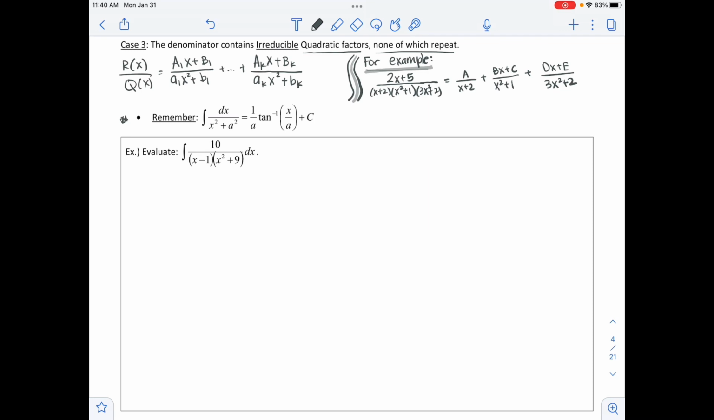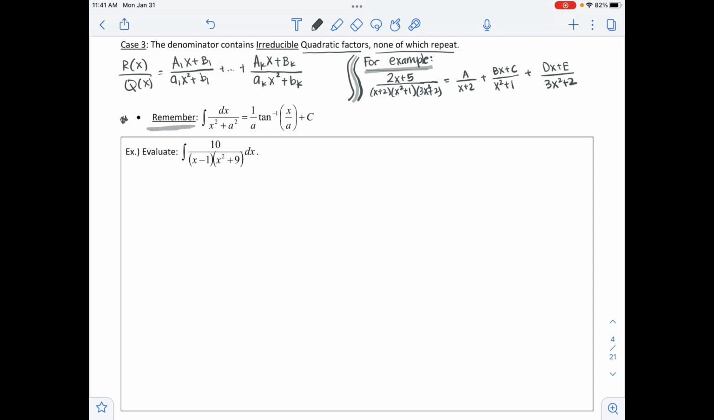But the next one, the next factor in the denominator, is x squared plus 1, which is an irreducible quadratic factor. It's going to have a linear factor up above, so that would be bx plus c. And then again, same thing with 3x squared plus 2, that is irreducible and it's quadratic, so the numerator would be dx plus e. A note down here to remember, very important, very useful for this section, is that the integral of 1 over x squared plus a squared dx is going to be equal to 1 over a times tangent inverse of x over a plus c.